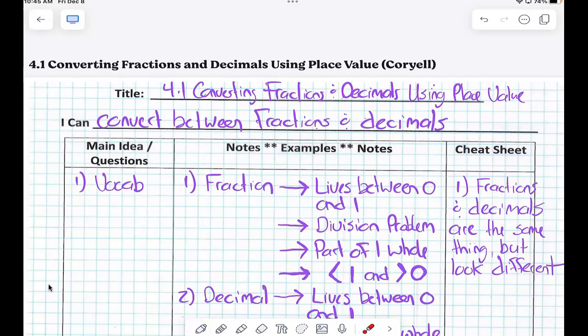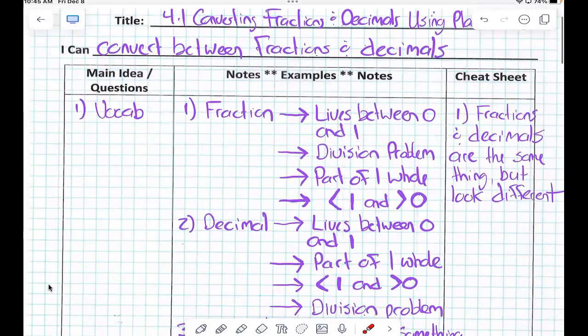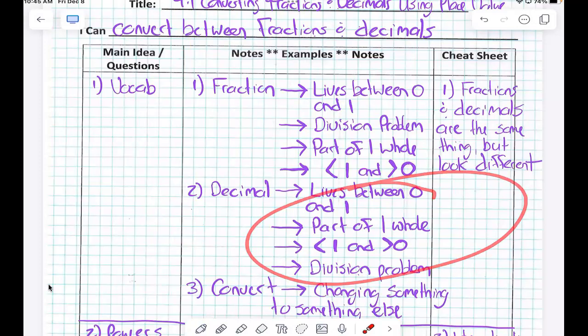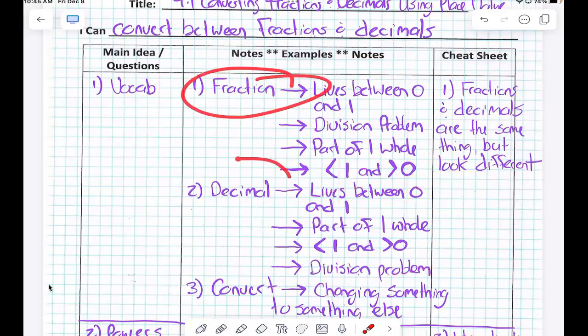We're using place value. Do you guys know place value? Yes. I sure hope so. We're going to convert between fractions and decimals using the place value, like I said. All right, so we have 4 definitions for a fraction, and we have 4 definitions for a decimal, yes? They're the exact same thing, aren't they? Yes. Therefore, if the definitions for a fraction and decimal are the same, what do you know about fractions and decimals? They're the same.